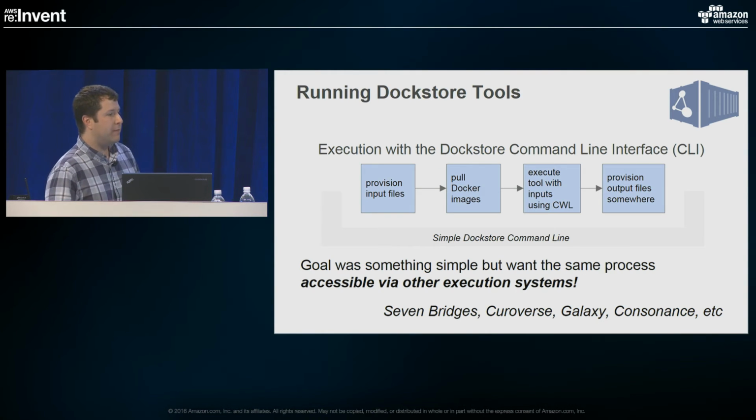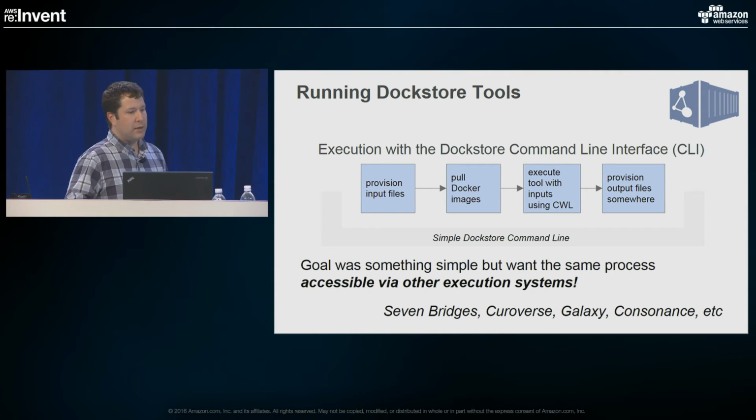To facilitate that, we have a very lightweight command line tool. If you find something that you like on Dockstore, and you want to run it on your machine that supports Docker, this command line tool will help you to provision your files from standard URLs, pull the Docker container, execute the CWL or WDL wrapper to essentially create a Docker run, and then provision the files back out. So this is a simple mechanism for you to use something today that you find in Dockstore.